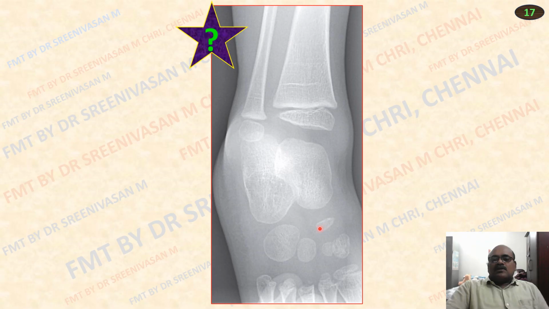Here navicular has appeared. Secondary center for calcaneus has not appeared here. So age should be more than 3 years, as navicular and intermediate cuneiform both have formed more than 3 years. Less than 6 years because the secondary center for calcaneus has not appeared.